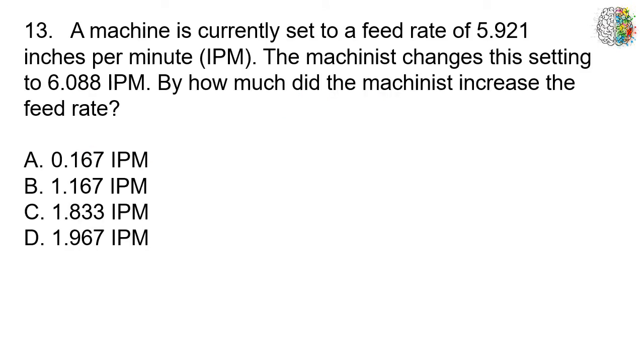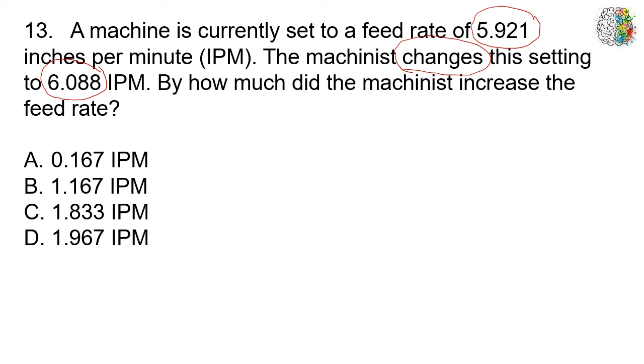Problem 13 is another word problem. It says a machine is currently set to a feed rate of 5.921 inches per minute. The machinist changes this setting to 6.088 IPM. By how much did the machinist increase the feed rate? So we're looking at the difference. So we know we're going to use the numbers 5.921 and 6.088 IPMs. And we want to know how much did the machinist increase the feed rate. So we're looking at the difference, and it says the machinist changes the settings. So we're looking for the change.